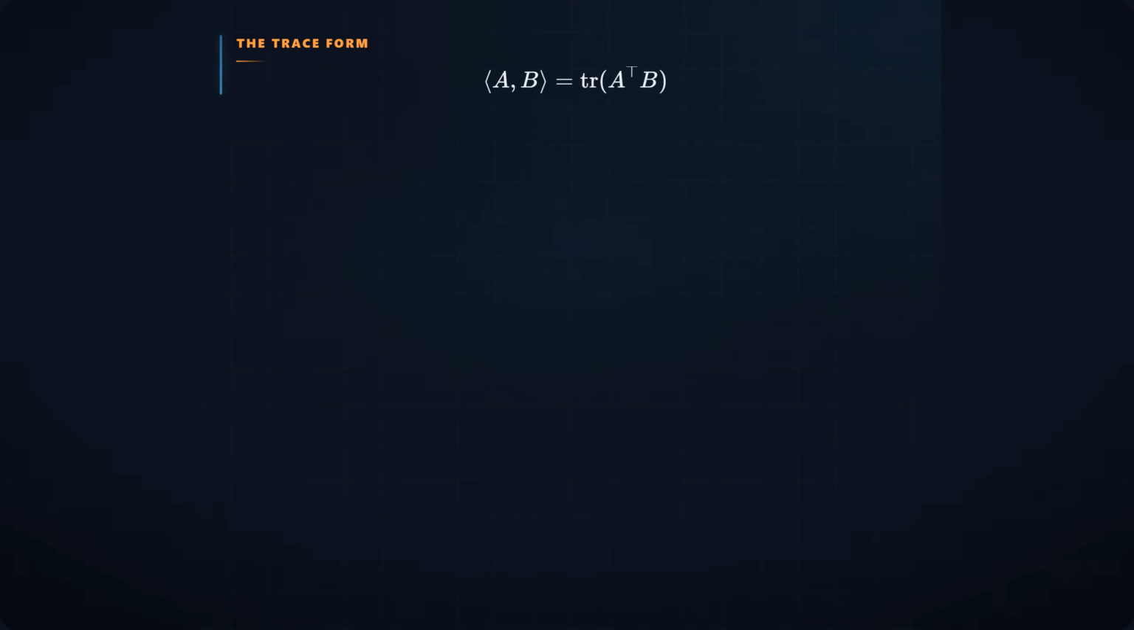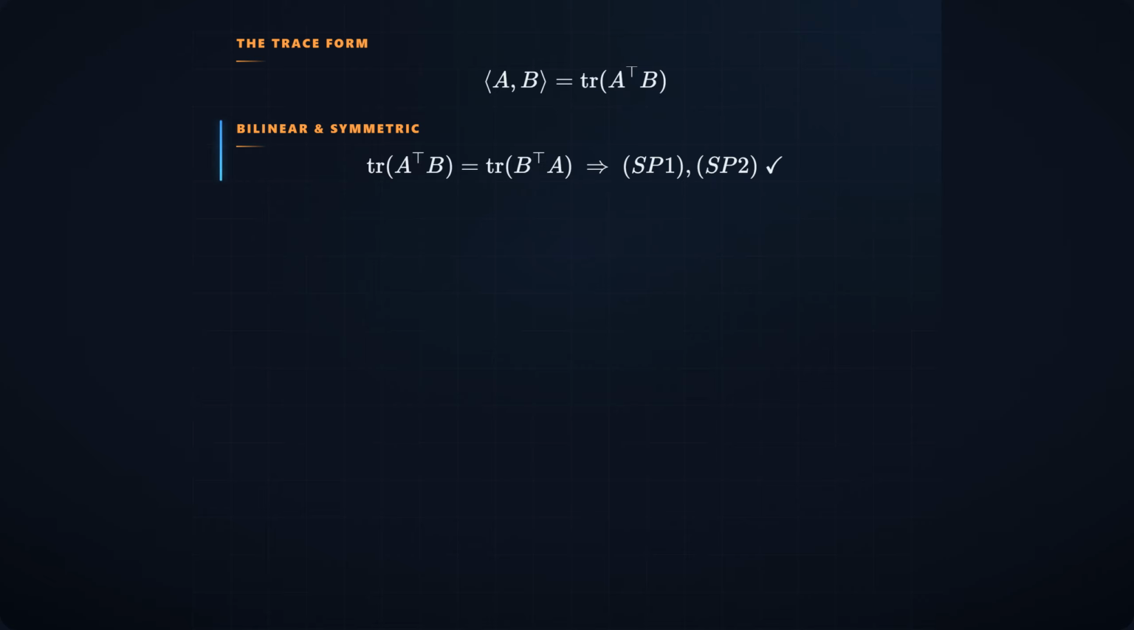The trace form pairs two matrices into a number. Transpose the first, multiply, take the trace. Bilinearity is inherited from matrix multiplication and the trace, both linear. For symmetry, the trace of A transpose B equals the trace of B transpose A, because a matrix and its transpose have the same trace. So the first two axioms hold.